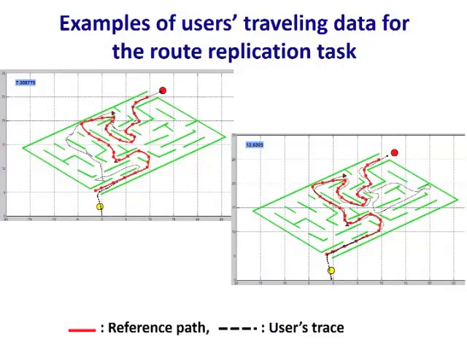For your information, here are two examples of how the participants perform the route replication tasks. The participant on the left-hand side missed many segments of the reference path. On the other side, the participant wandered onto some wrong segments but followed the reference path well. Can you find which participant performed better than the other in the route replication task using the existing assessment method?